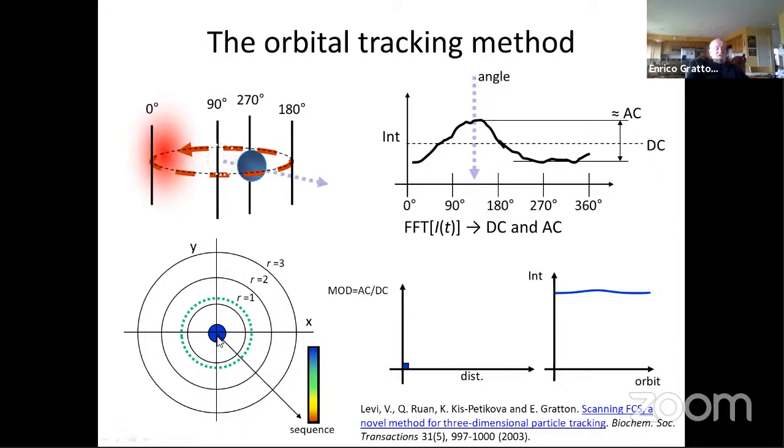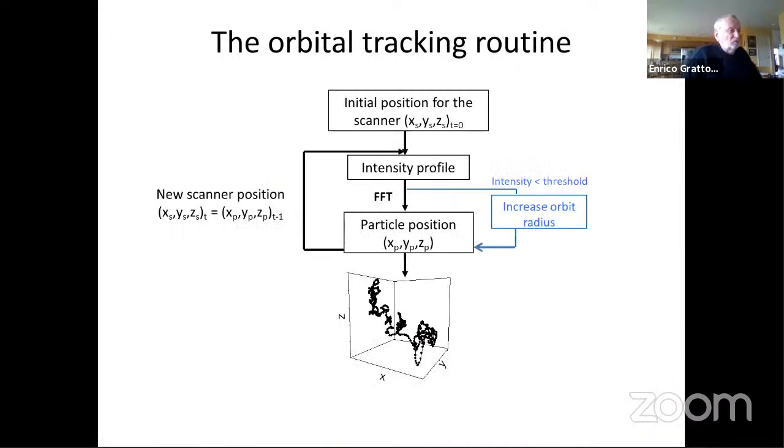So if the particle is exactly at the center and we orbit around, the intensity will be constant. And if it's not, the intensity will start to increase as the particle gets close to the orbit, and then continue to increase up to about a certain factor. And then by measuring the modulation, we can feed back to the system in order to bring the modulation equal to 0, which means we are centering exactly the particle. So this is in a few words how the method works.